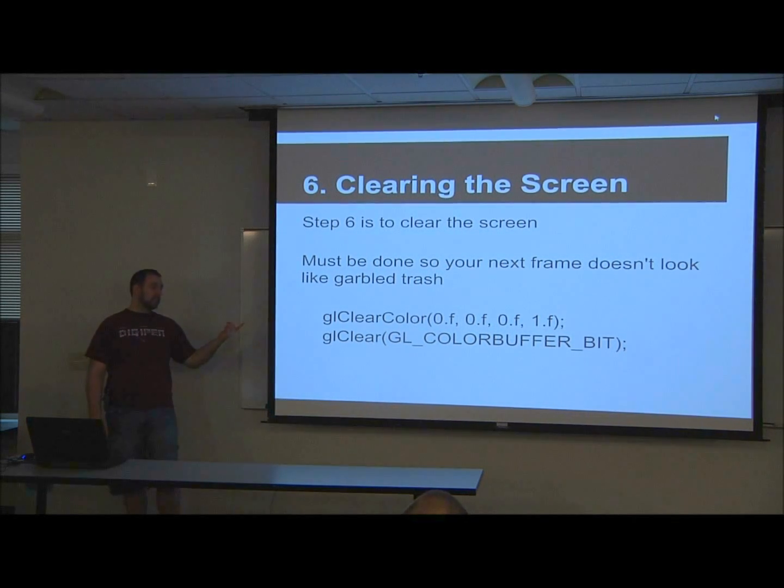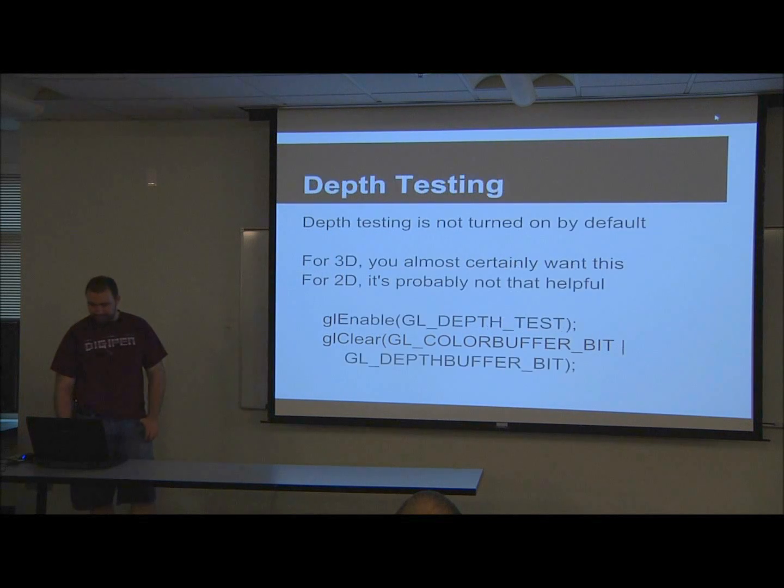Then if you want to change the color it clears, you can do GL clear color. Note it does not take a 4F at the end or anything like that. There's only one version of clear color. You always got to give it 4 floats, with 0 being off, 1 being on. So if you want full red, you just set the first one to 1.0. Really not much to that.